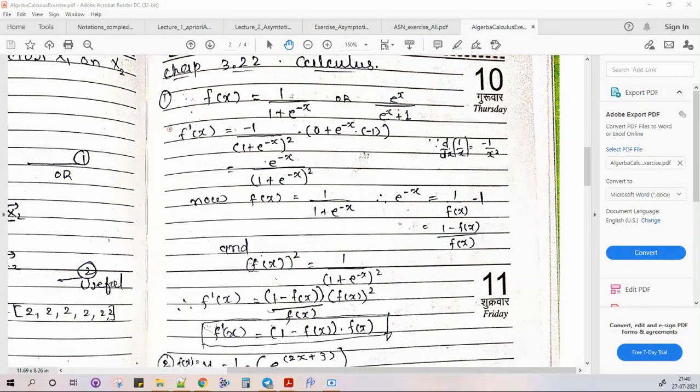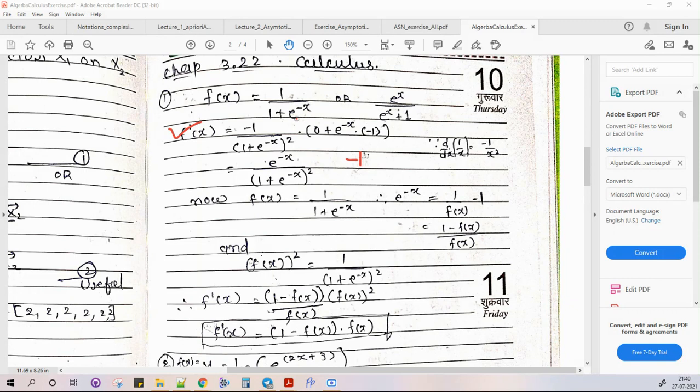This differentiation you can do in another way also. If you prefer the way that the sir follows, just take the lowest order function. The simplest function is minus x. So what is the differentiation of minus x? Minus 1, right?